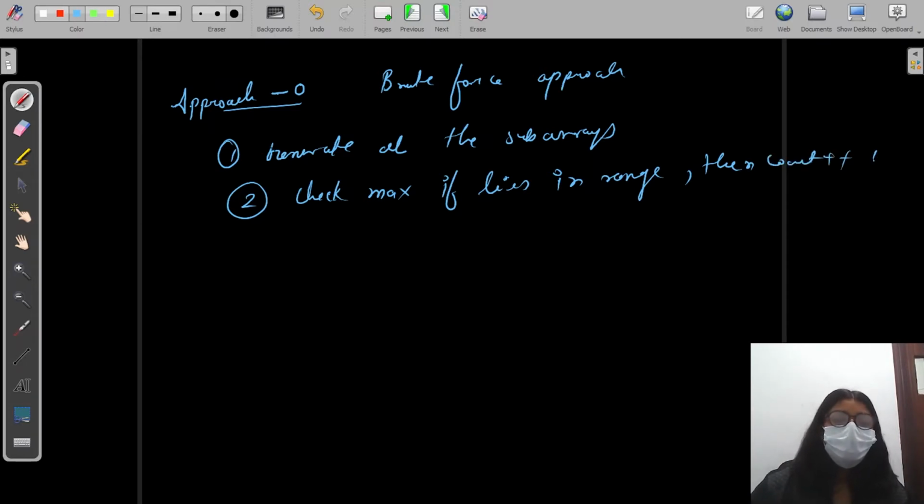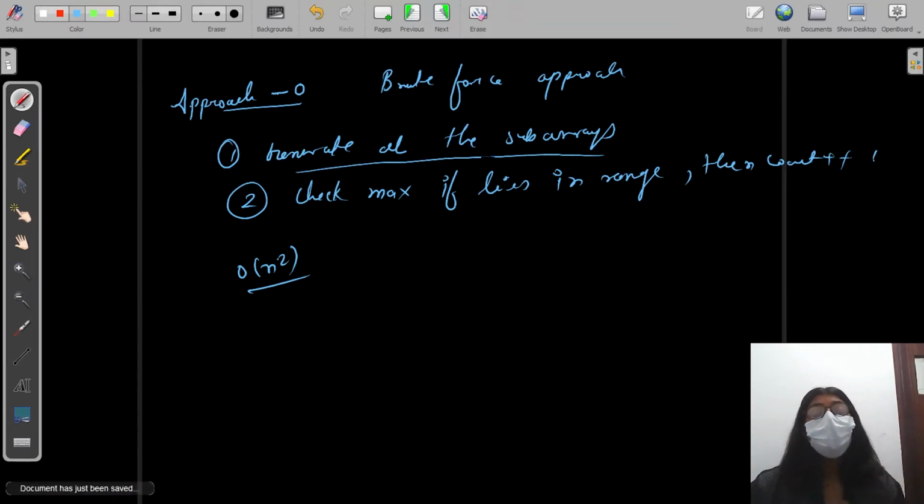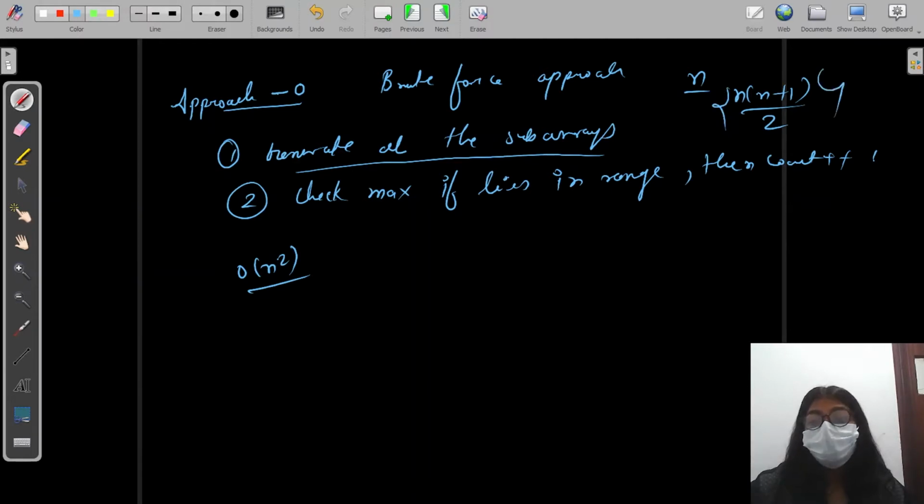If I do so, it is going to take order of n square time, because generating all the subarrays takes more than order of n time. If I have n elements, I am going to form n plus n minus 1 and so on, that is n into n plus 1 by 2 subarrays. And for all these subarrays, we have to check the max. So it is going to take order of n square time. So we are not going to consider this.